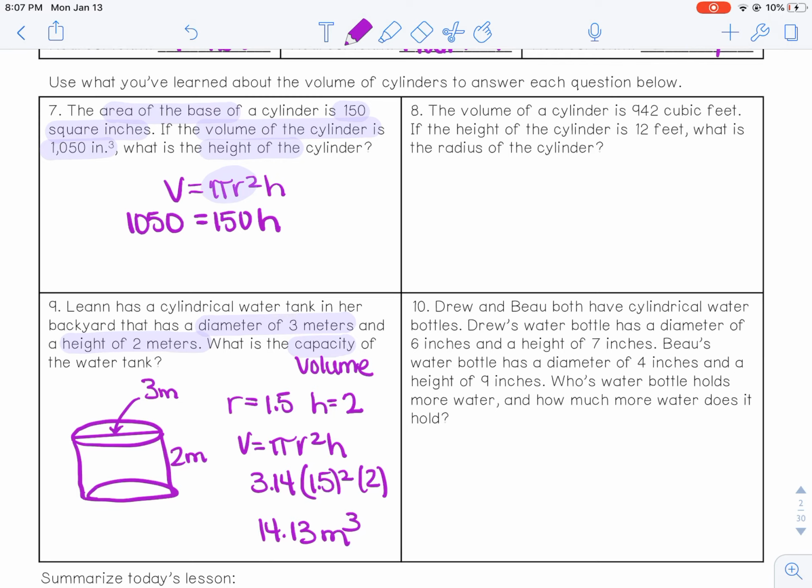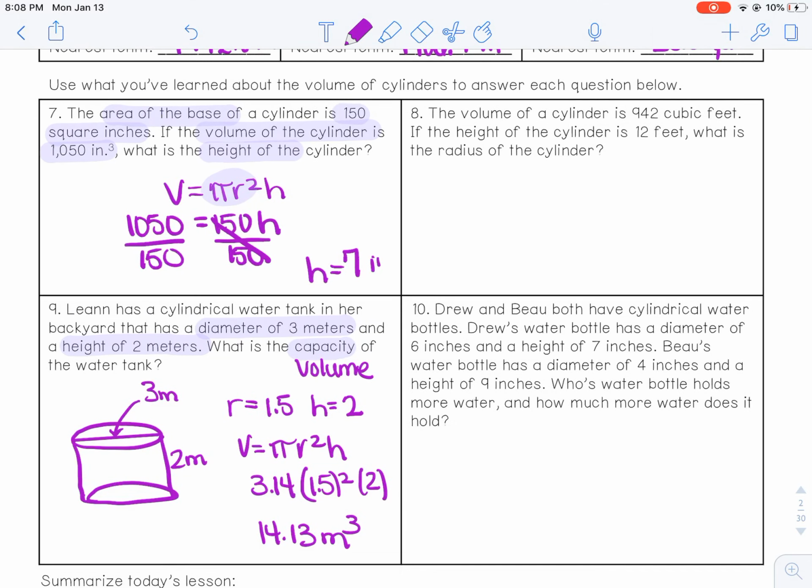So again, what did we do here when we had the area of the base? We multiplied pi times r squared times h. So what I'm doing is 150 times h is equal to 1,050. So what is the inverse operation, or the opposite of multiplying by 150? It is to divide by 150. And what you do on one side, you have to do on the other. Okay, that cancels out, leaving you just with h. And the other side leaves you with 7. So the height is 7 inches.